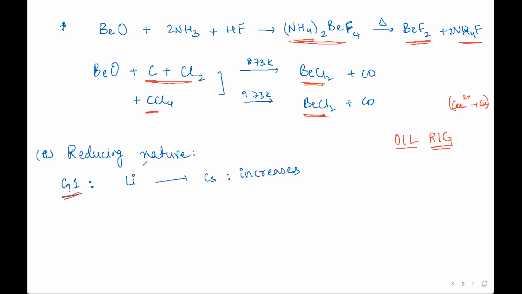Generally yes, but in group 1, lithium is the best reducing agent. Lithium is the strongest reducing agent, followed by cesium. From sodium to cesium, the trend is as you would expect: cesium is strong, followed by rubidium, followed by potassium, followed by sodium. But lithium alone is an anomaly there. It is the strongest reducing agent.